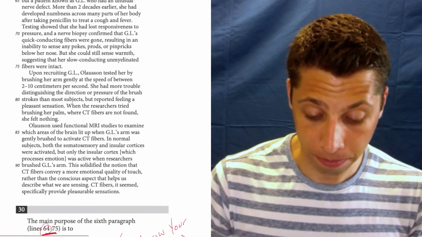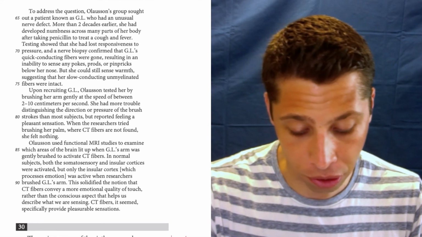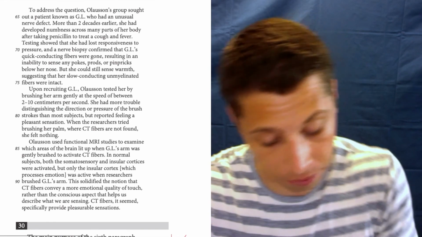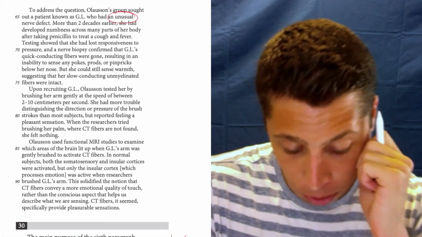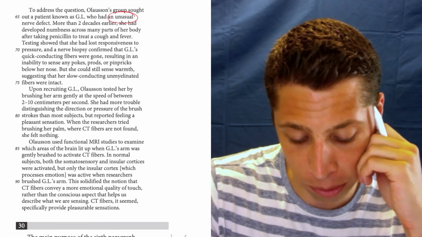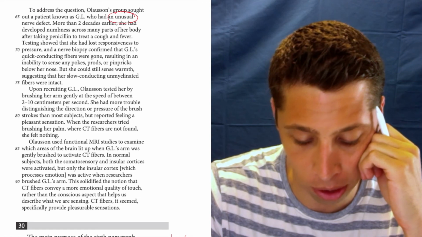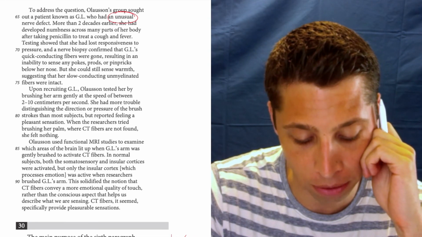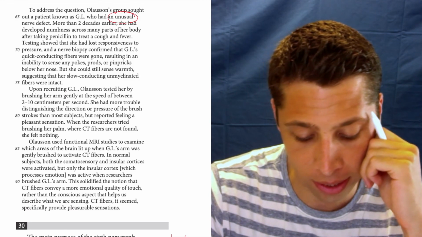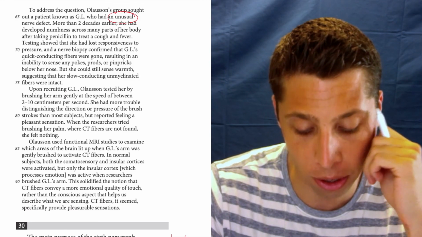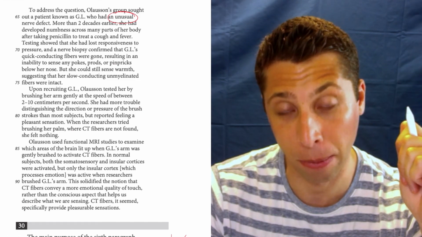So let's start reading. To address the question, Oleson's group sought out a patient known as GL who had an unusual nerve defect. Okay, so she's unusual. That seems like a comparison. More than 2 decades earlier, she had developed numbness across many parts of her body. After taking penicillin to treat a cough and fever, testing showed that she had lost responsiveness to pressure, and a nerve biopsy confirmed that GL's quick conducting fibers were gone, resulting in an inability to sense any pokes, prods, and pinpricks below her nose, but she could still sense warmth, suggesting that her slow conducting myelinated fibers were intact.